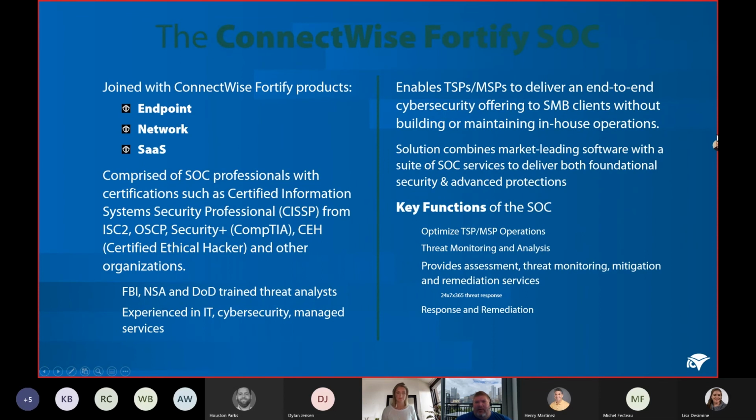But the key functions of the SOC, that bottom right corner, really just going to help you optimize your operations. If you were to build your own security operations center team, good luck finding people. There's a skills gap, there's a shortage. Good luck retaining people. Good luck having money to pay people, because they are highly skilled and highly in demand, which means they can demand some nice income. So it's going to be a big thing to build your own security operations center team. But by using the ConnectWise SOC with these Fortify solutions, you get them automatically, and it's much easier to scale and grow. But again, they're your eyes and ears.